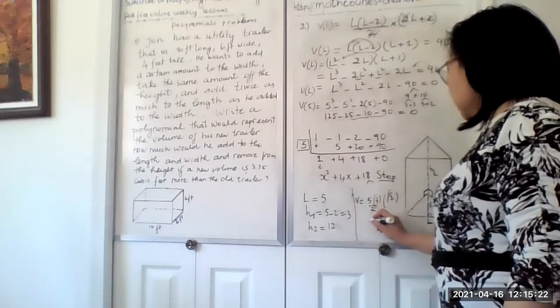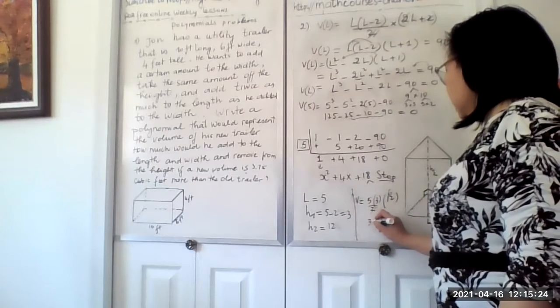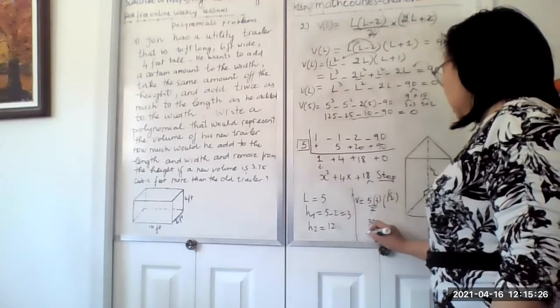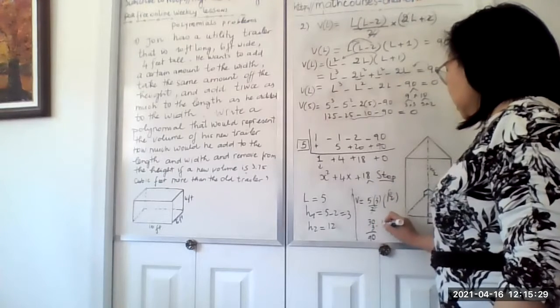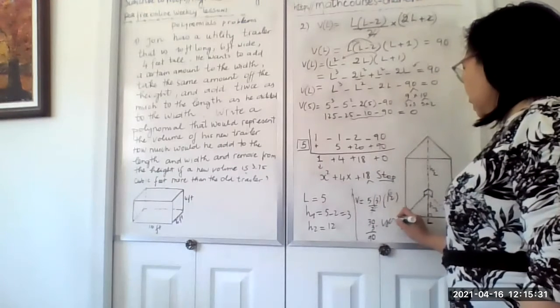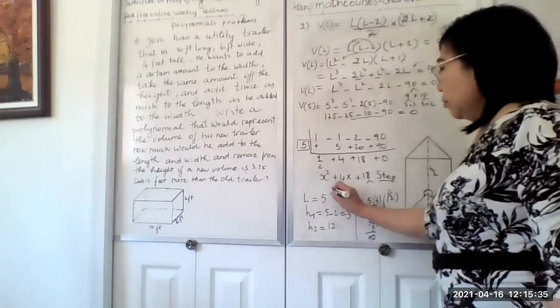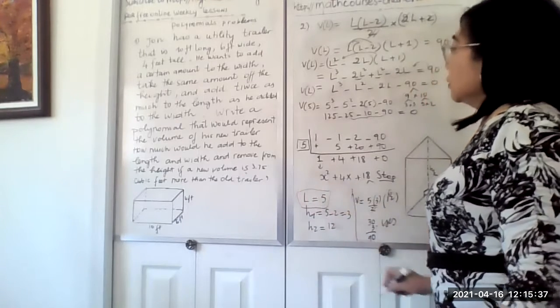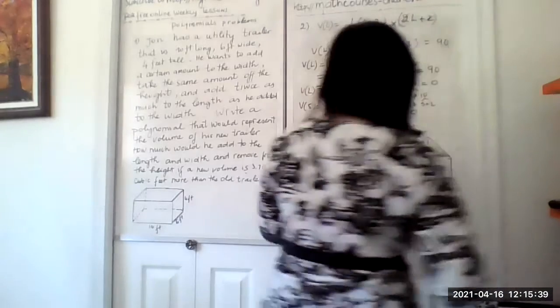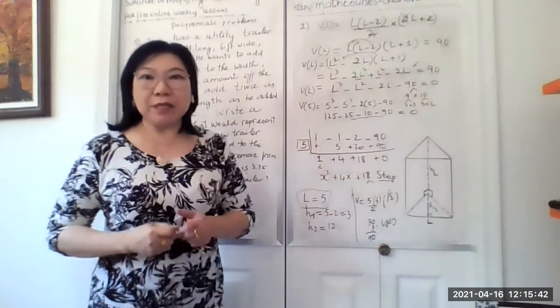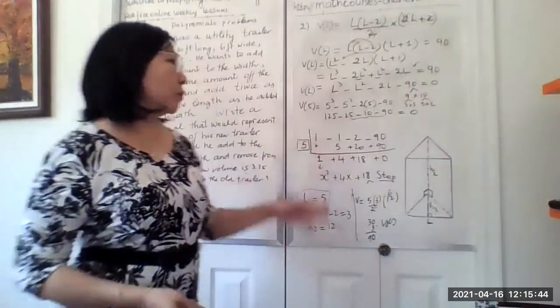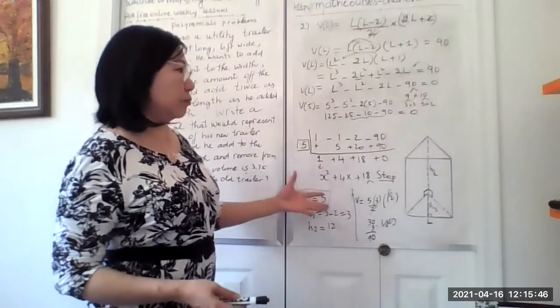So yes, 6 times 5 is 30. 30 times 3 equals 90. So yes, we do get the volume equal to 90. So L equals 5 is the correct answer, right? And that is how we find the dimension of this volume. So we solve the problem right here.